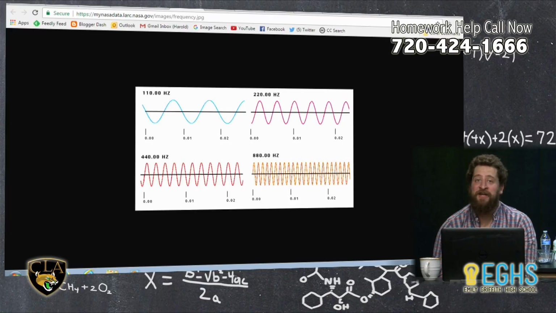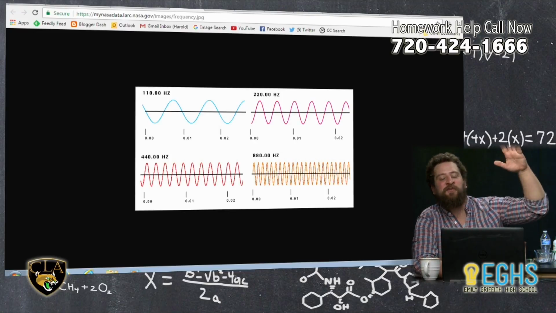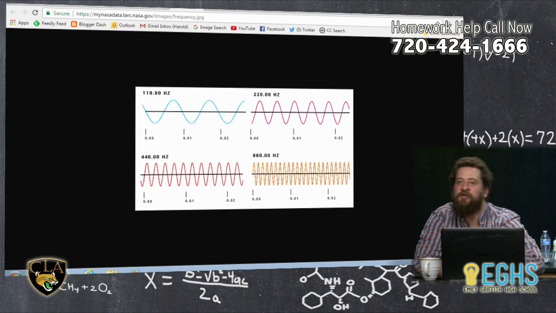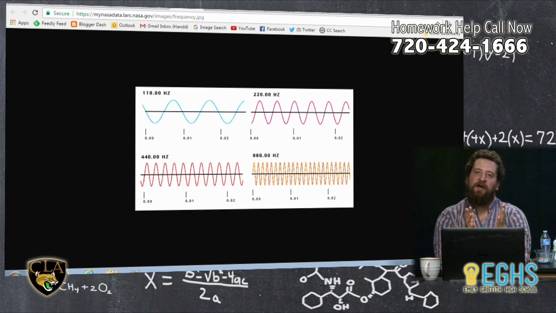These are actually all A notes. So we have a low A, 110 hertz, and then a slightly higher A, 220 hertz, and then 440, and then 880 hertz. As we increase in hertz, where we're increasing in frequency, what you should notice about the different waves is they get bunched together more. That wavelength that I talked about a minute ago gets reduced. So the higher the frequency of a wave, the shorter the wavelength of that wave.